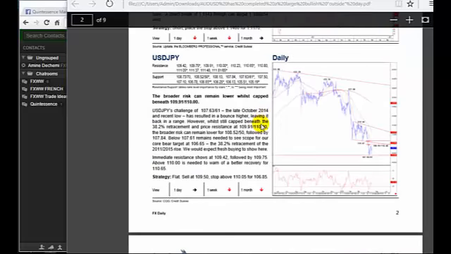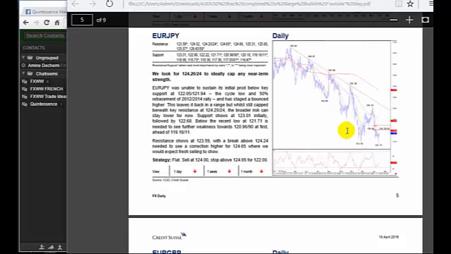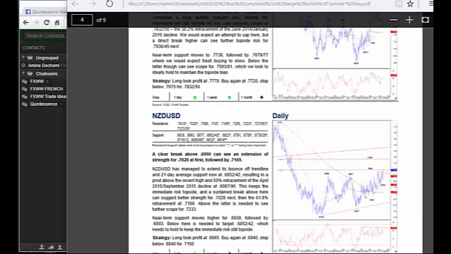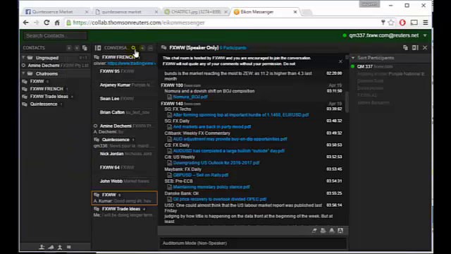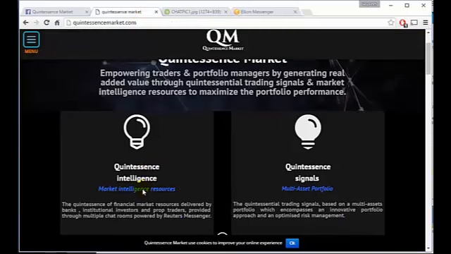In fact, another one is right here. Beautiful analyses are done on here using just simple tools, right? So that's that. Let me see what else is this. So that is this Quintessence Intelligence. Once you sign up, this will take you into the chat room.